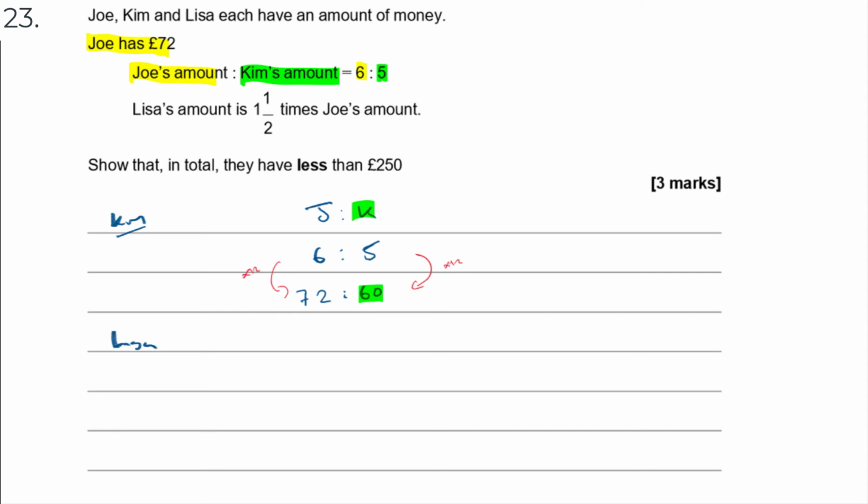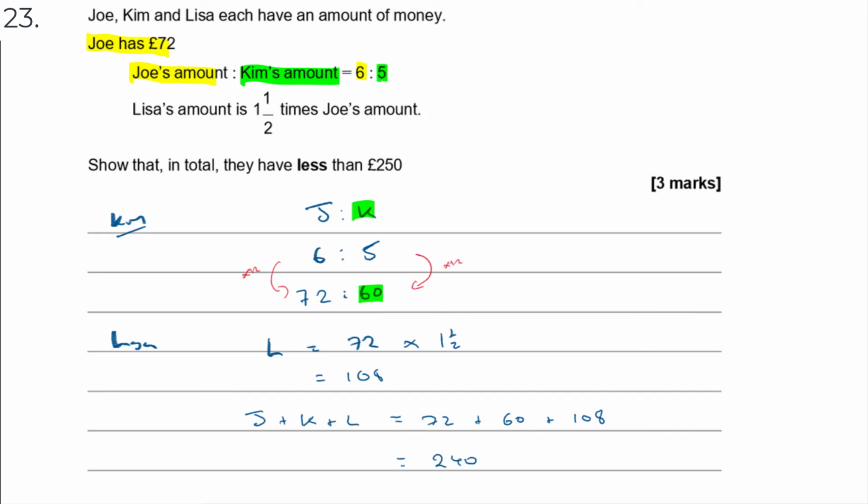So Lisa is going to be Joe's amount, which is 72, times 1.5, isn't it? Okay, so 1.5 lots of 72, you could type it into the calculator, but it's just 1 lot of 72 plus half of 72. So half of 72 is 36. Add it on to 72. That's 108 then, isn't it? So Lisa's is 108. So altogether then, Joe's plus Kim's plus Lisa's is going to be 72 for Joe, plus 60 for Kim, plus 108 for Lisa. What does that come to? That's 168, 170, 240 then, isn't it?